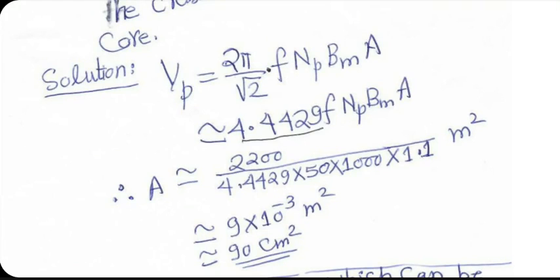You do the calculations. I have written the formula to bring A on the left hand side, and then I have done the calculation. You can double check this calculation. The answer turns out to be that the area of cross section is approximately 9 multiplied by 10 raised to the power minus 3 meters square. You may convert it into centimeter square. 1 meter is equal to 100 centimeter. So 1 meter square will be 100 into 100 centimeter square, which means 10 to the power 4 centimeter square. So the answer could also be written as 90 centimeters square.